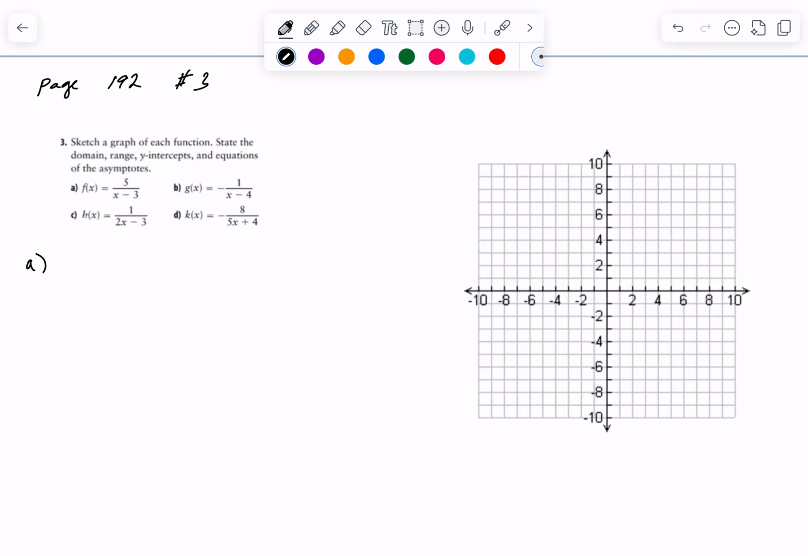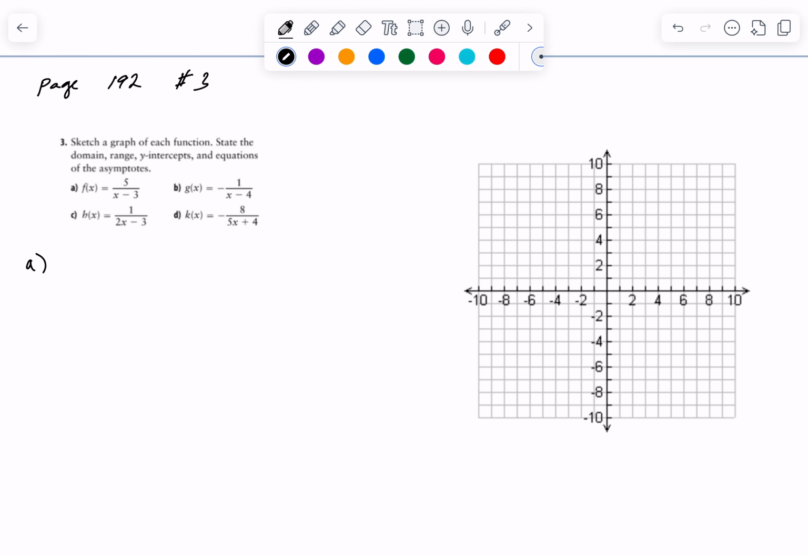Okay, so this is number 3. I'm going to do maybe even 4 separate videos for this, just for each question. So I'm going to do question A first, and we just need to state the domain, range, y-intercepts, equations of the asymptotes, all that stuff, and then create a quick sketch. So that's what the graphs are for, okay.